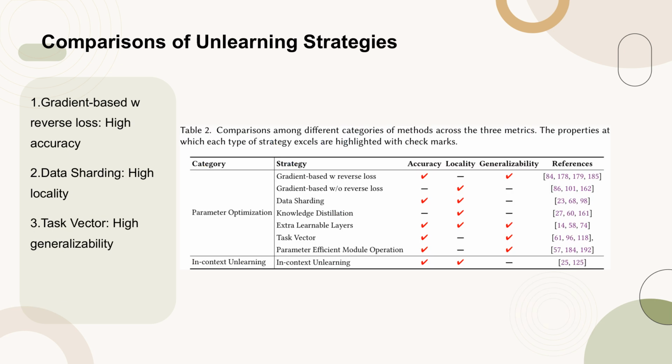Table 2 provides a detailed comparison of various unlearning strategies across 3 key metrics: accuracy, locality, and generalizability. Each strategy is highlighted where it excels, indicating its strengths in specific areas. For instance, gradient-based strategies with reverse loss are noted for their high accuracy, while data sharding strategies are particularly strong in locality. Task vectors, on the other hand, demonstrate high generalizability, making them versatile across different contexts. This table serves as a valuable reference for understanding the performance characteristics of different unlearning methods.